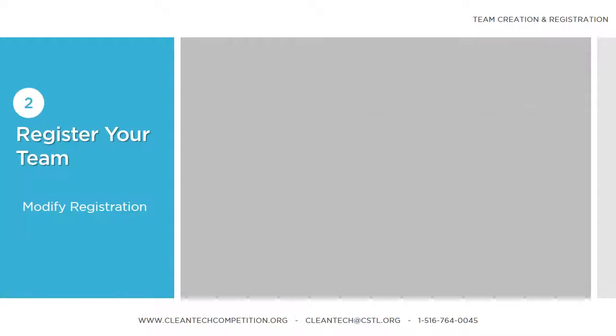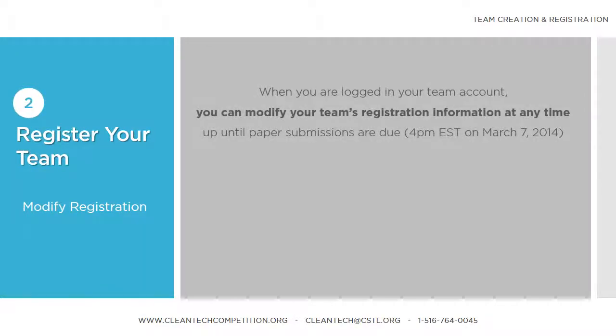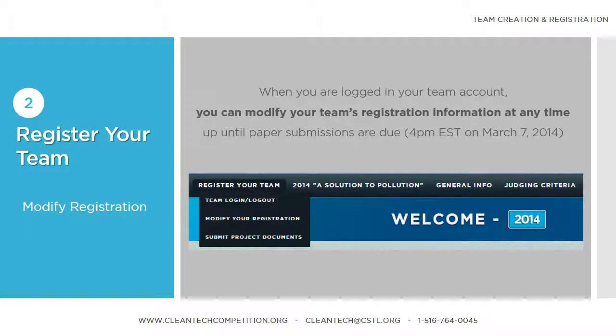As we mentioned before, you can edit your team's information easily. Just log into your team's account, hover over Register Your Team, and click on Modify Your Registration. This will take you back to the same form where you can make any necessary changes. To finalize these changes, just click the Finalize Registration button at the bottom of that page, and the team leader will receive another confirmation email. All changes must be made before March 7, 2014, when paper submissions are due.